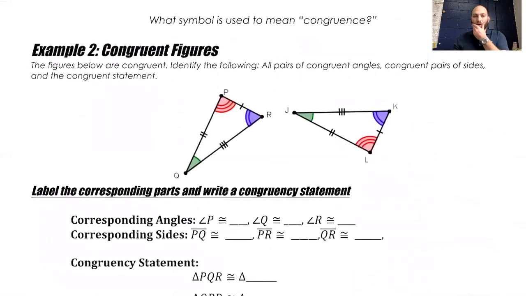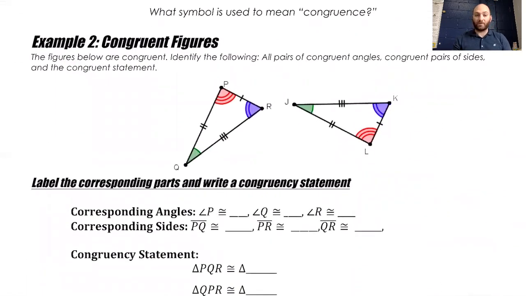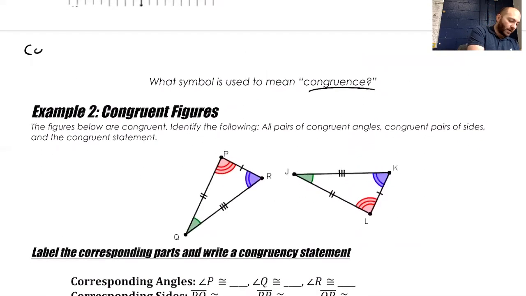The other part that we're going to talk about today is what's called congruent figures. So let's start with this. What symbol is used to mean congruence? Honestly, we should probably start with this: what is it to be congruent? Let me define that real quick. Congruent is pretty much another name for our rigid motions.